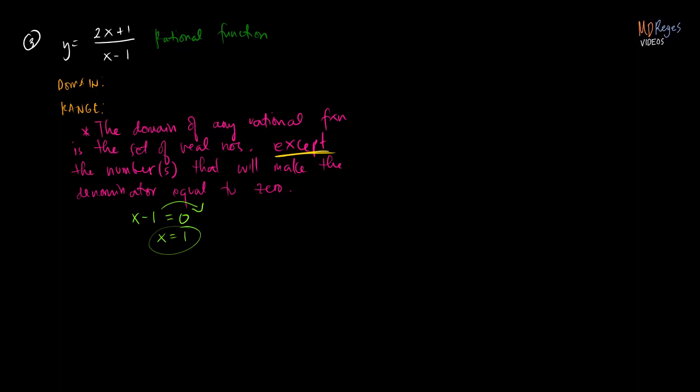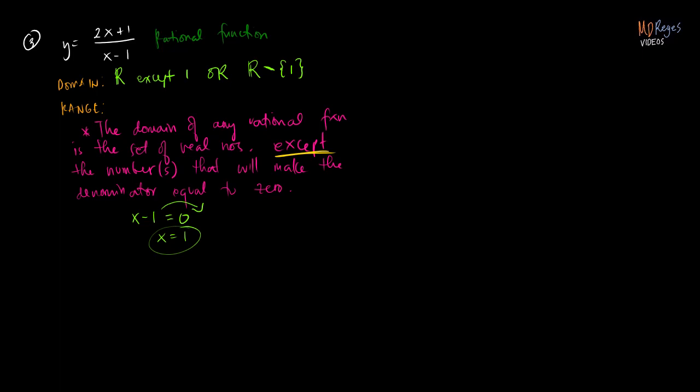So what is the domain of the function now? The domain would be the set of real numbers, denoted by capital R, except 1. So in symbols, that is R, minus, the number 1. It's like a minus sign but slanting somehow. Sorry about that.